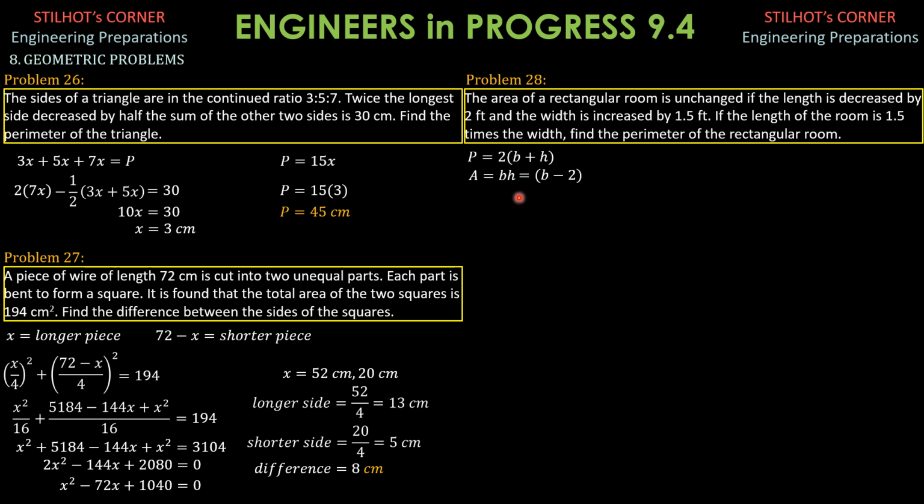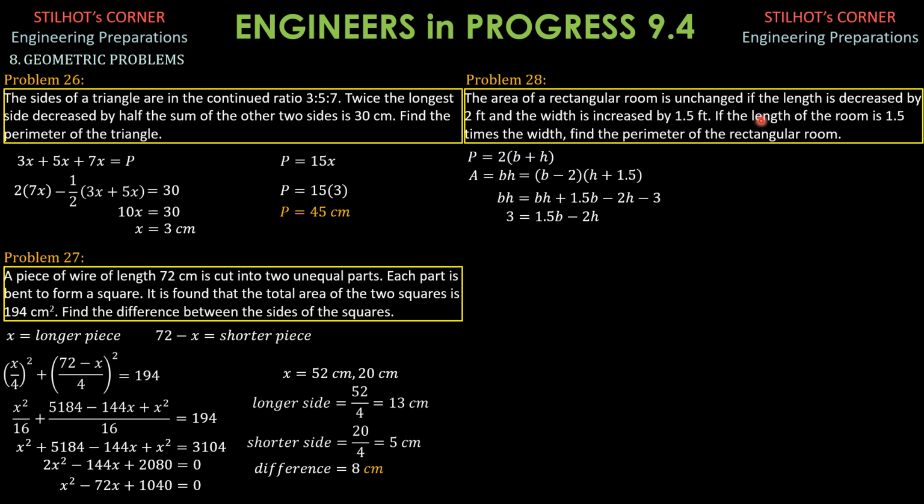So bh equals quantity b minus 2 times quantity h plus 1.5. Simplifying, bh equals bh plus 1.5b minus 2h minus 3. Cancel out bh, so 1.5b minus 2h equals 3, or 3 equals 1.5b minus 2h.